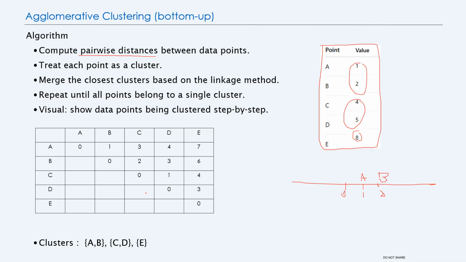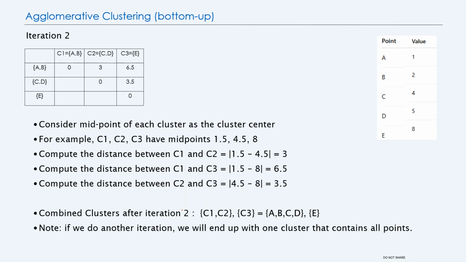Now we're going to find each point and its closest point. For example, if you look at A, the closest point is B. So we'll put A and B into one cluster. If you take C, the closest point is D. So we'll put C and D into one cluster. And then E is by itself. So we went from individual points to 3 clusters.